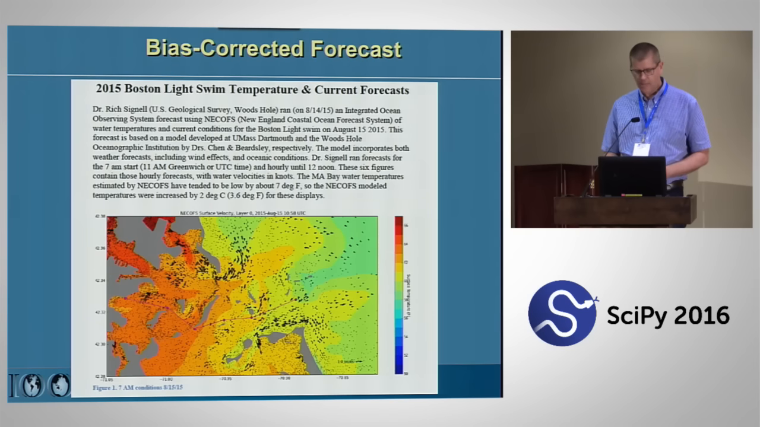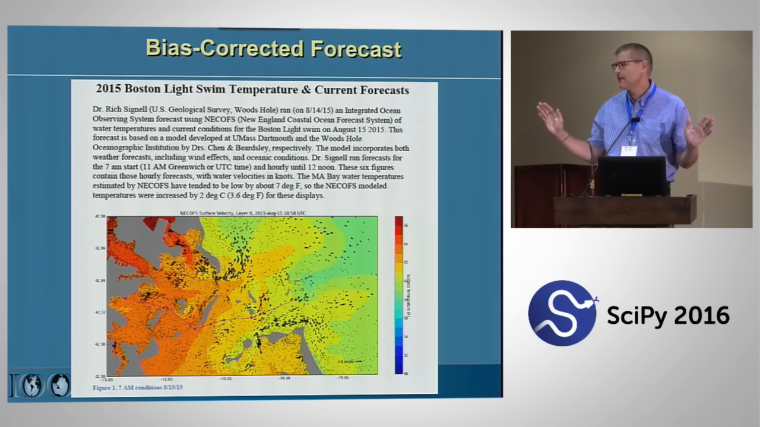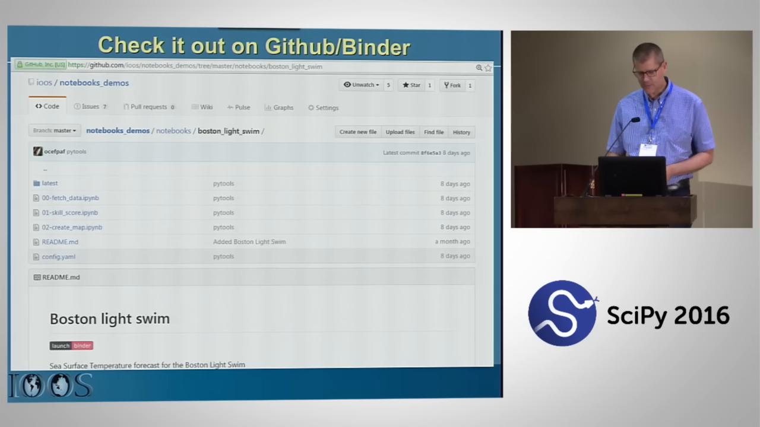So we just applied a bias correction and gave them the PDF, and they were totally happy. But we also went back to the modelers and said, hey, what's up with your model? It turned out they had a heat flux issue, which they fixed, and now the model's working much better. So it was a very happy story.